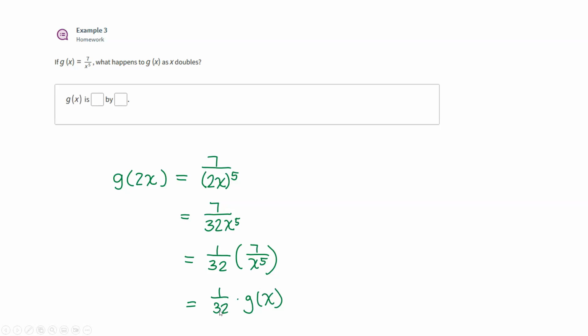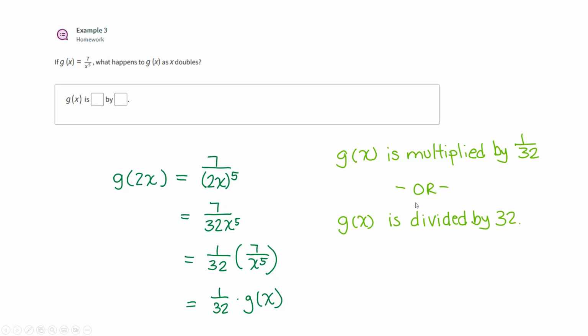This 1/32 you see here is the same thing as multiplying by 1/32, which is also the same thing as dividing by 32. So either one of these answers would have been acceptable in these blanks here. You would either have multiplied by 1/32 here or divided by 32 here. And so they behave very similarly to the power functions, except that with power functions, as x increased, so did whatever it was over here. You just had to figure out what the factor was.